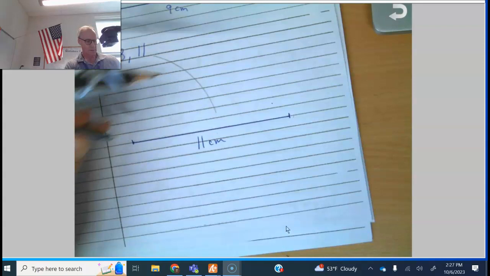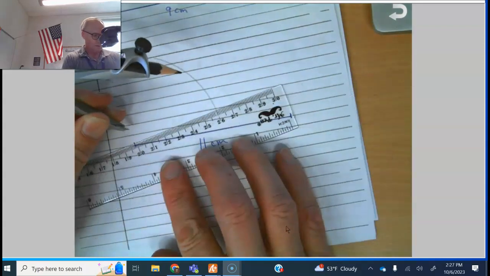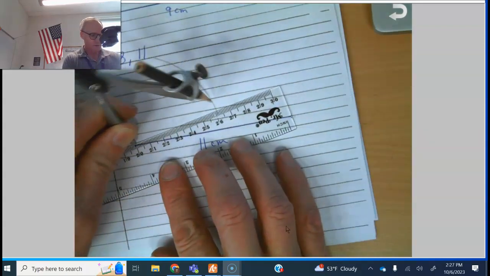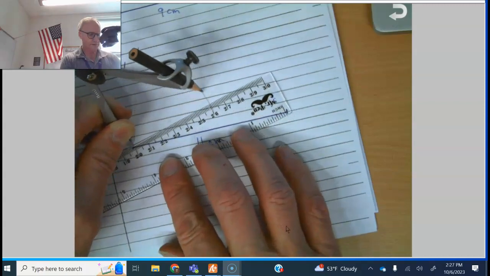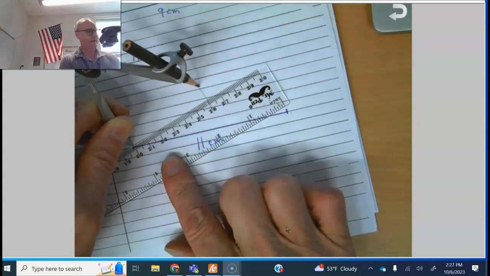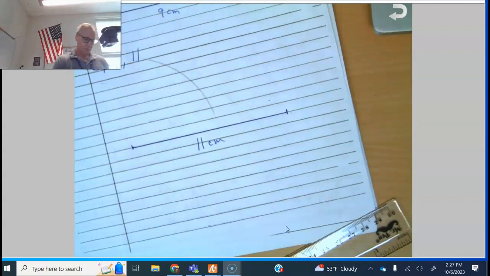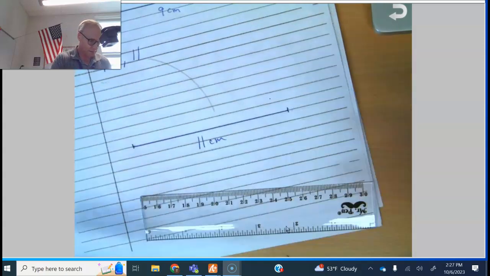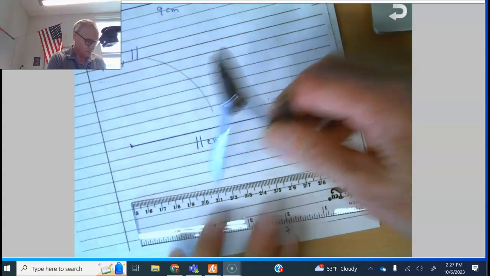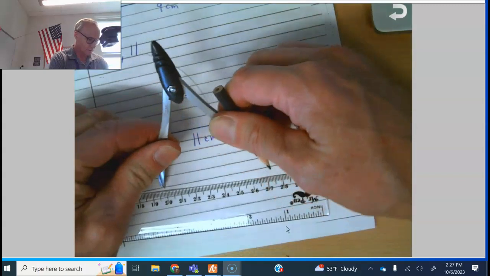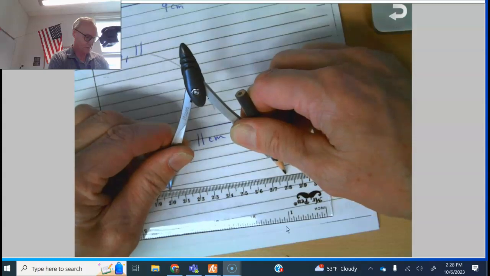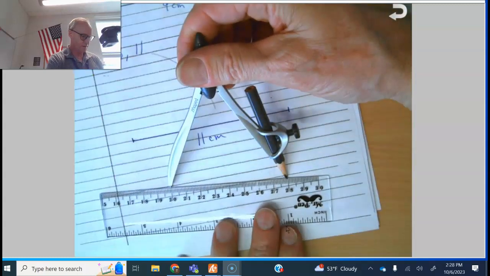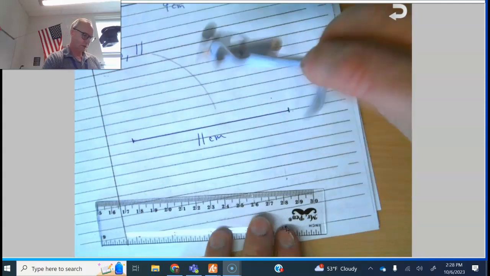Here's my 6 arc. This is 6 centimeters right here. Hopefully you can see it. That's my 6. I'm going to open it to 8. There it is, 20 to 28. I'm going to go from the other side.